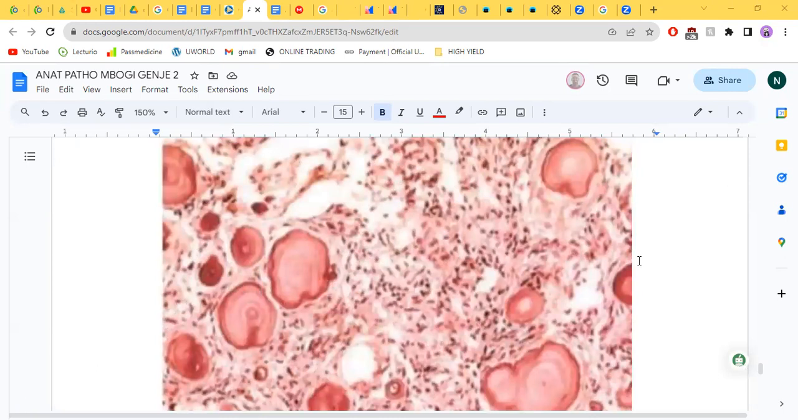Now, okay, so there's this cell that we can see, sort of circular. And what do we call this kind of circular appearing image? This is a whorl, correct? Where do we find these whorls?